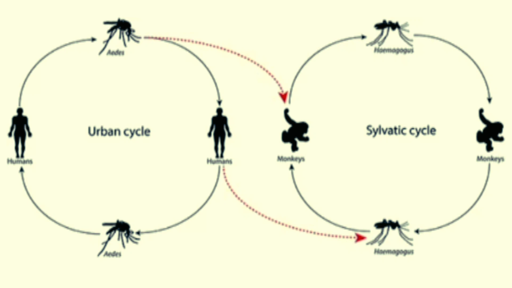Now, there are 2 transmission cycles: the sylvatic cycle and the urban cycle. The sylvatic cycle is also known as the jungle cycle, where transmission is between monkeys and mosquitoes, whereas in the urban cycle, transmission is between humans and mosquitoes. So mosquitoes are the reason dengue usually occurs. It can come through monkeys or through humans. In the sylvatic cycle, monkeys are the reservoir.